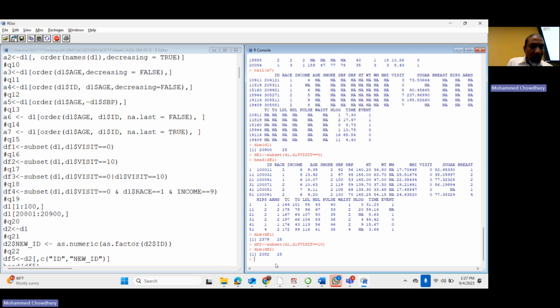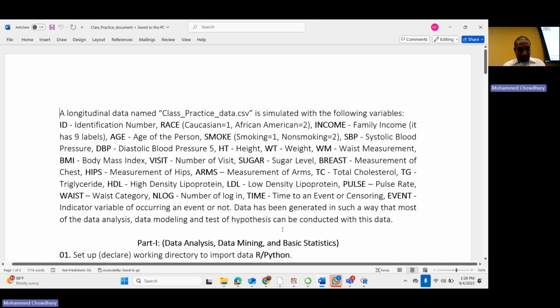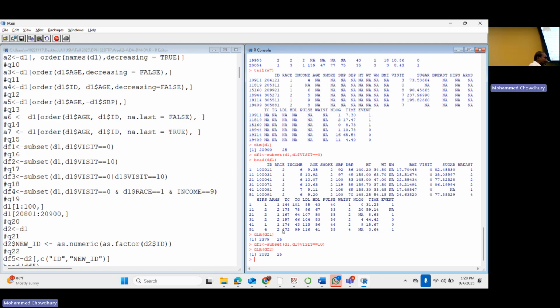Question number 18: I want to subset the original D1 data by 0 visit, that means baseline visit, and race equal to 1 and income equal to 9. Income has 9 categories, 1, 2, 3 up to 9. I want to create a data set for the high income group with race equal to 1. That means African American, and visit equal to 0. Let me see. Race equal to 1 means, sorry, Caucasian. Race equal to 2 means African American.